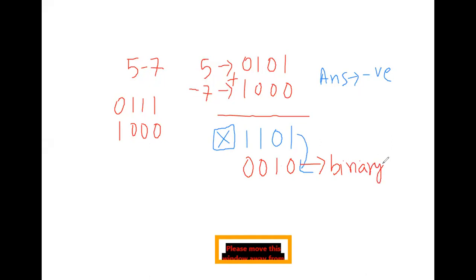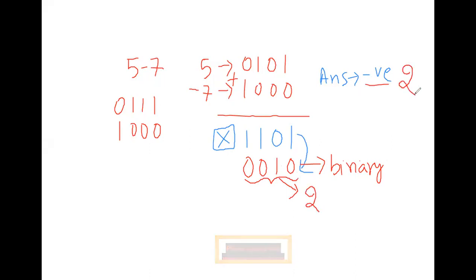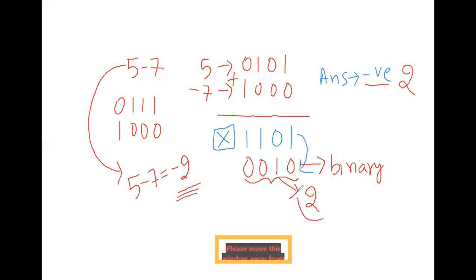But you don't want binary, you want the answer in decimal. So what is the decimal conversion of 0010? It's 2. So your answer will be negative 2. Is it correct here? Can you find that 5 minus 7 is equal to minus 2? You checked here. Understood? This is the case.